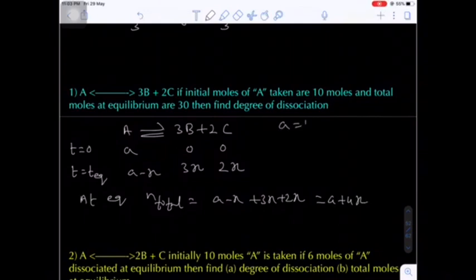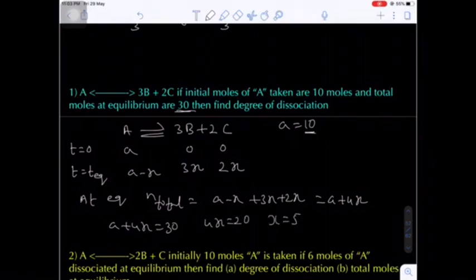Now what is the initial number of moles given to you? The a value, 10 moles, is given to you, and the total number of moles at equilibrium given to you is 30. So I can equate a plus 4x is equal to 30. What is the a value here? 10 moles. So 4x is equal to how much? 20. x is equal to how much? 5. Finally the x value is 5.